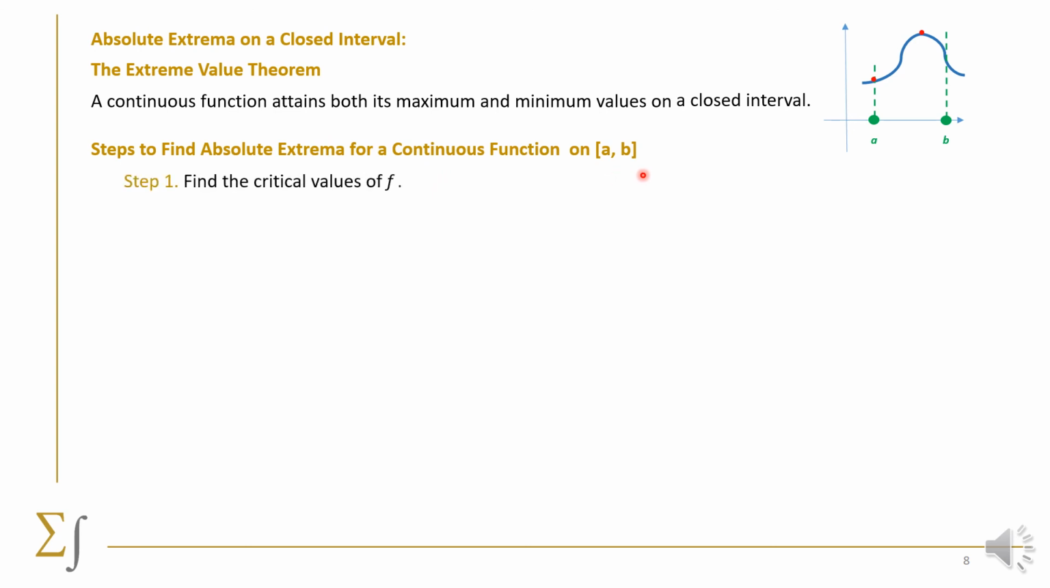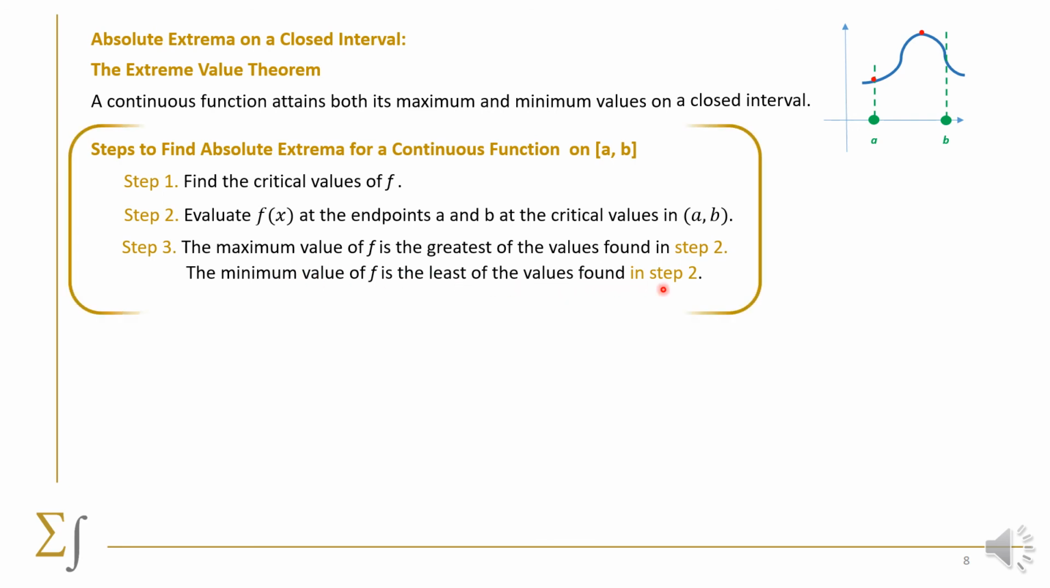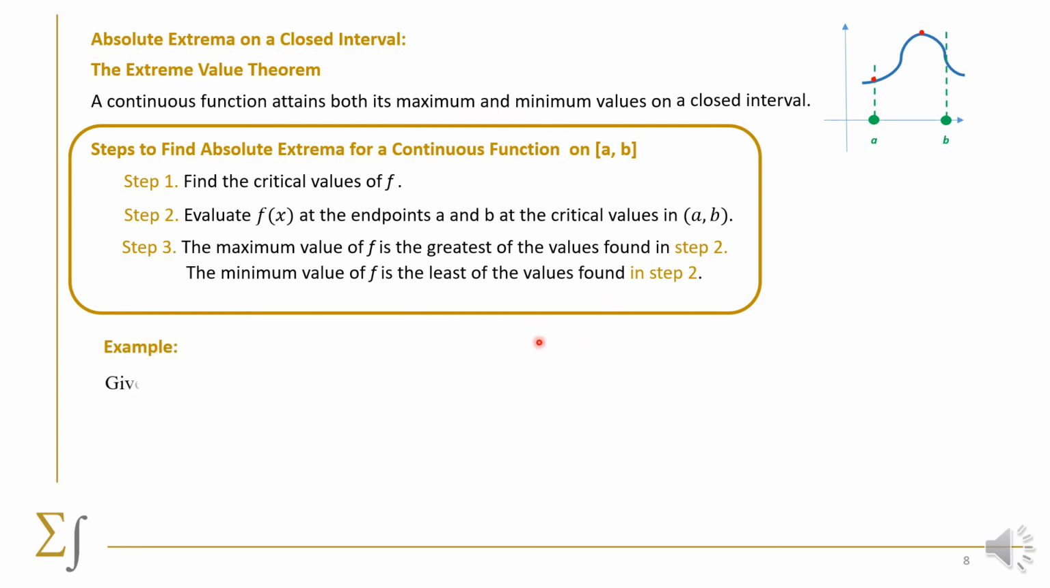We have certain steps to find the absolute extrema of a continuous function on any closed interval AB. Step number 1, we find the critical values of the function f. Step number 2, we evaluate the function f at the endpoints of the closed interval, and also at the critical values which belong to the open interval AB. Step number 3, we search for the smallest and the largest values we found in step number 2. The maximum value is the greatest value in step 2, and the minimum value is the smallest value we found in step 2. We go ahead and take an example.